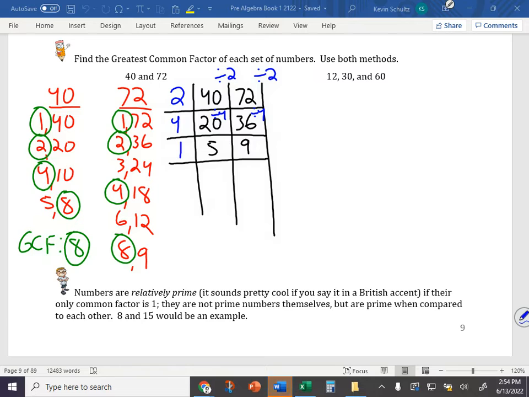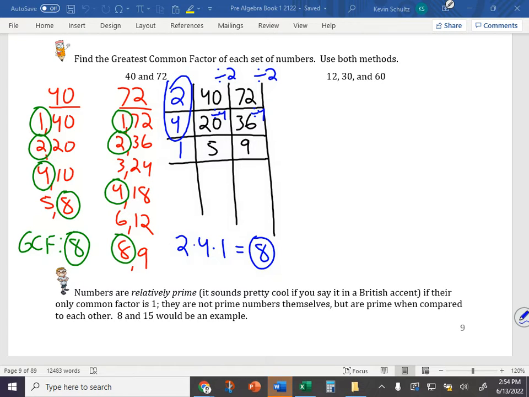Once we get down to this step here, where 1 is the only remaining common factor, then we're finished. And our greatest common factor comes from multiplying all of our non-1 numbers from up above. I mean, you could include 1 if you wanted to, because 2 times 4 is the same thing as 2 times 4 times 1. But either way, you get 8, again, which is good, as the greatest common factor of 40 and 72.